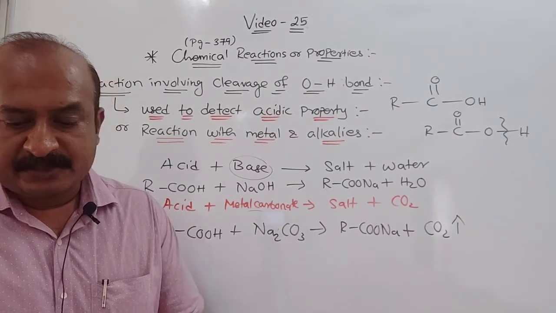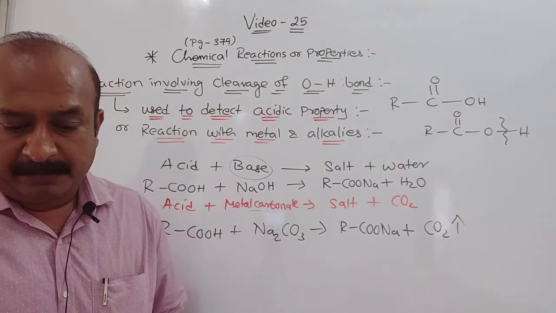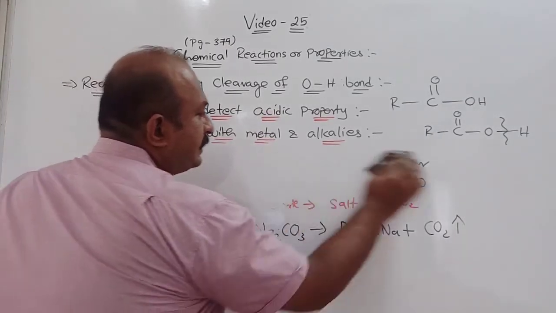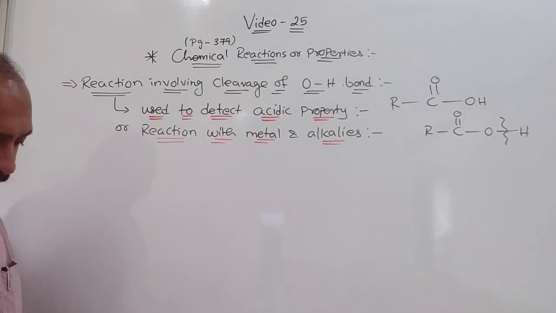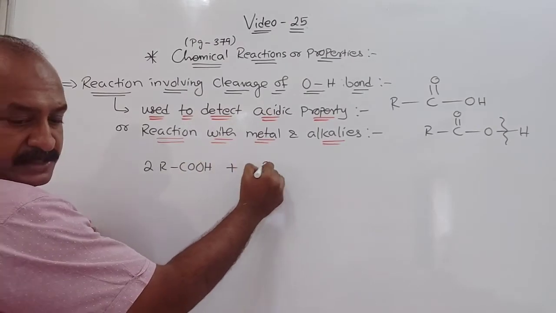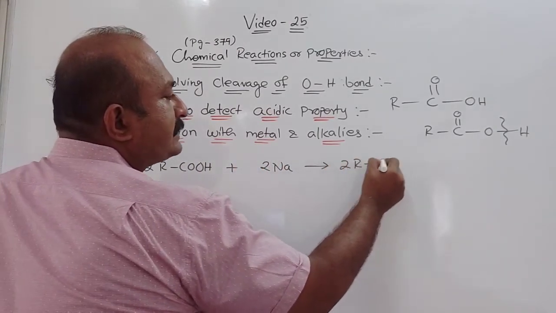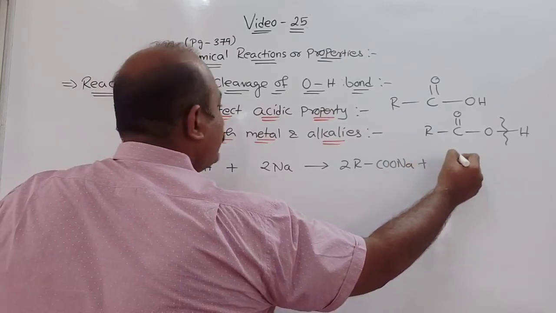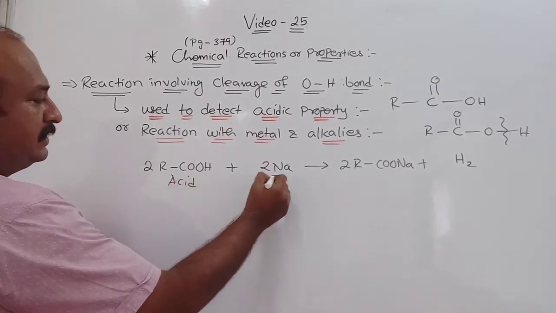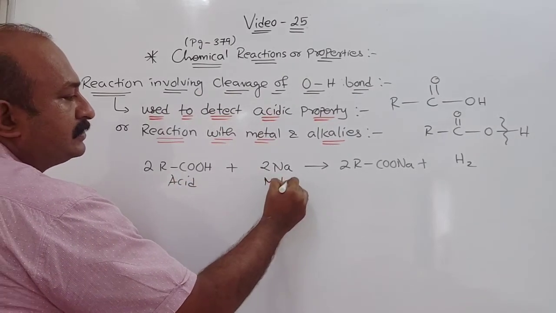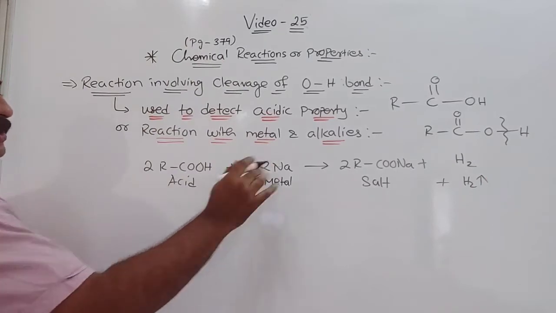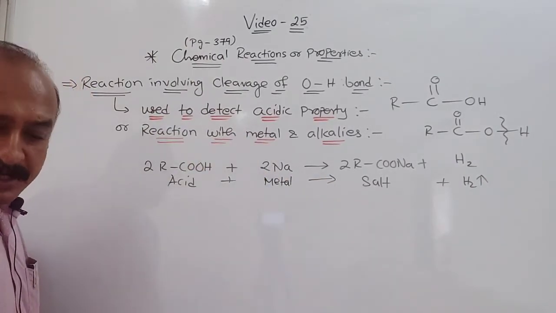Now in your textbook, everything I have discussed is given in a paragraph. They have written the first reaction like this, and you can write it down: 2RCOOH plus 2Na gives 2RCOONa plus H2. Below this you can write: acid, this is the metal, this one is the salt, and this one is hydrogen gas, meaning acid plus metal gives salt plus hydrogen gas. This is the general form, and this is how you can remember it.